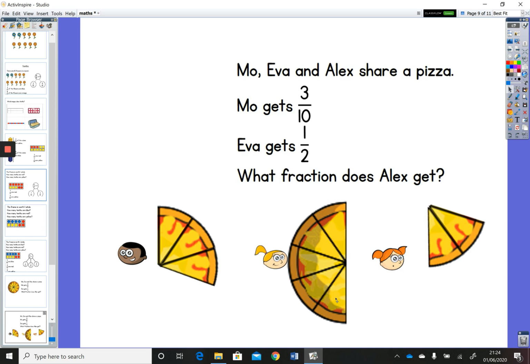So what does that leave for Alex? Well, it leaves 2/10, 2 slices of the pizza. Okay, because 5 for Eva, 3 for Mo. 5 plus 3 is 8. And of course, we're trying to get to 10/10. So 8 plus 2, the 2/10, is what Alex gets. Feel a bit sorry for Alex there.